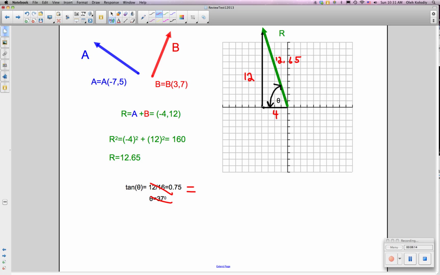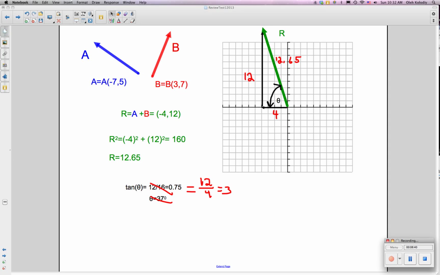And the inverse tangent, or arctangent, of 3 will give theta. Now the arctangent of 3 is not 37 degrees like I had here, but it is 72 degrees. So this angle theta right here is 72 degrees.